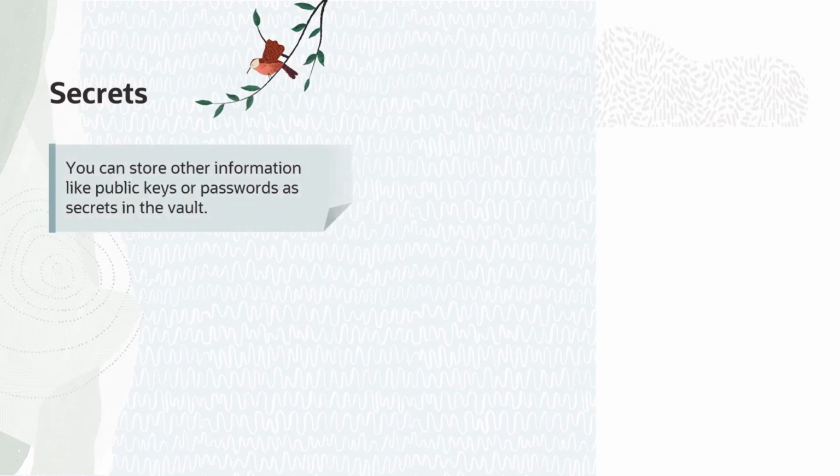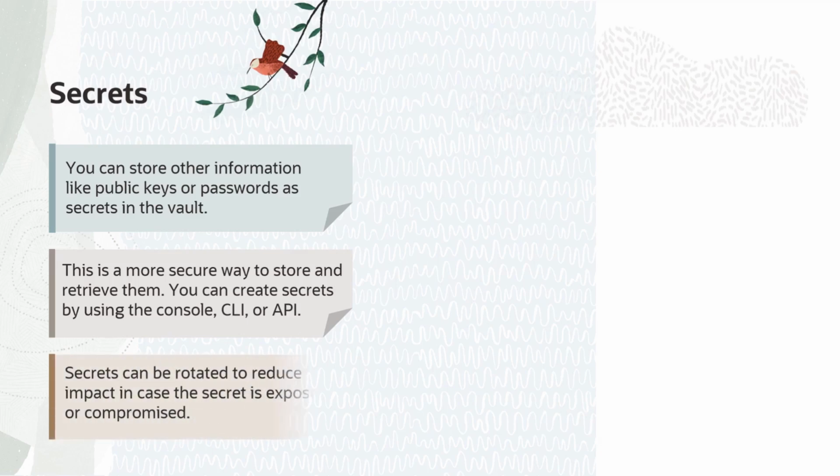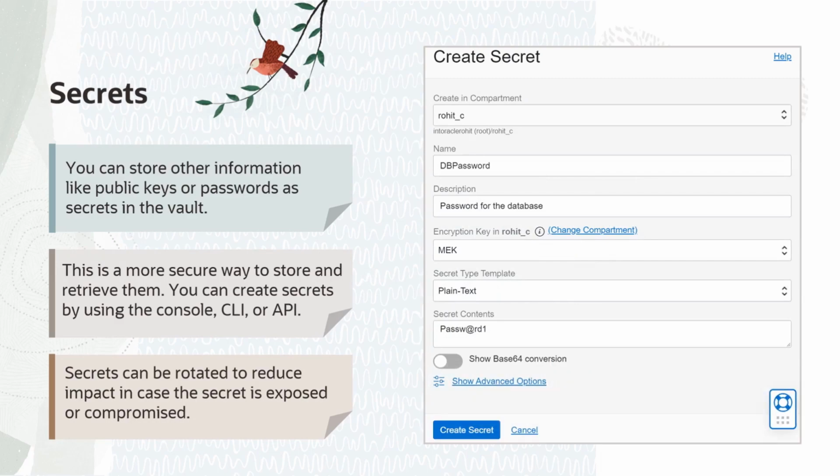So this is the second part of the service we haven't discussed until now. Now you can store information, as we discussed, like public keys or passwords as secrets in the vault, and this is a more secure way to store and retrieve them. You can create secrets by using the console, CLI, API, whichever method you prefer. And secrets like keys can be rotated to reduce impact in case the secret is exposed or compromised.